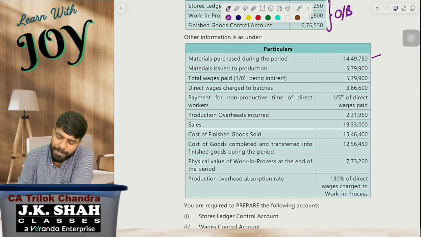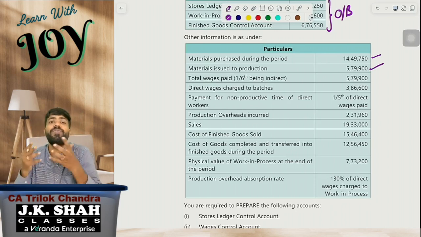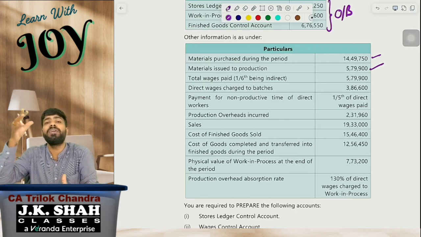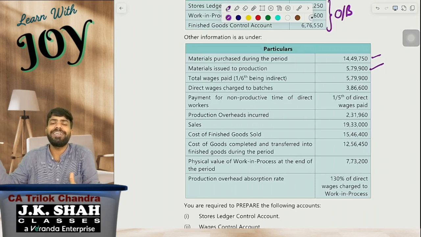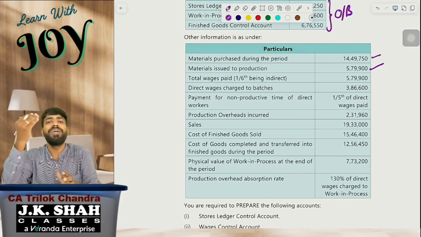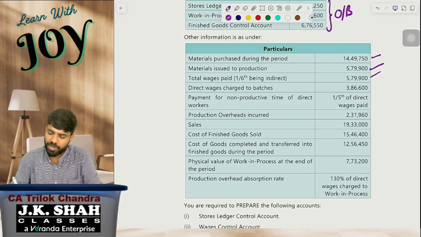Okay. Next, material issued to production. Issued from where? Issued from the storeroom to the production, meaning the factory. Factory is denoted by WIP. So from SLC we are transferring it to WIP. So WIP account debit to SLC account. That is the entry.